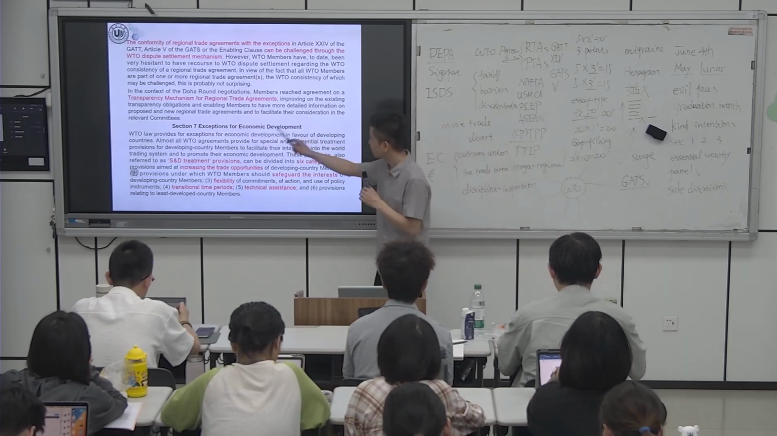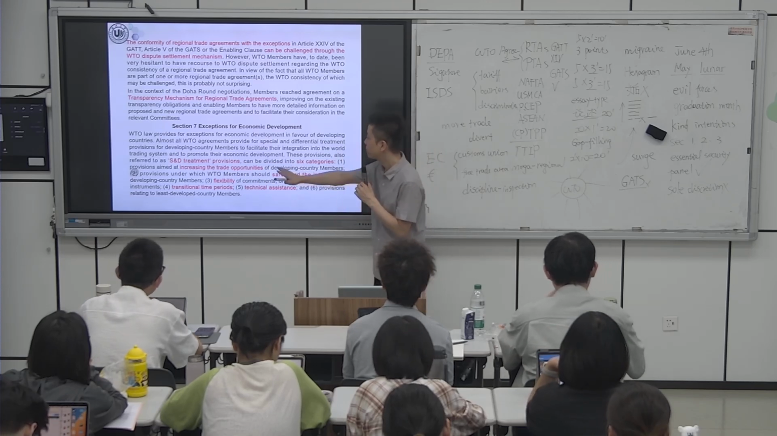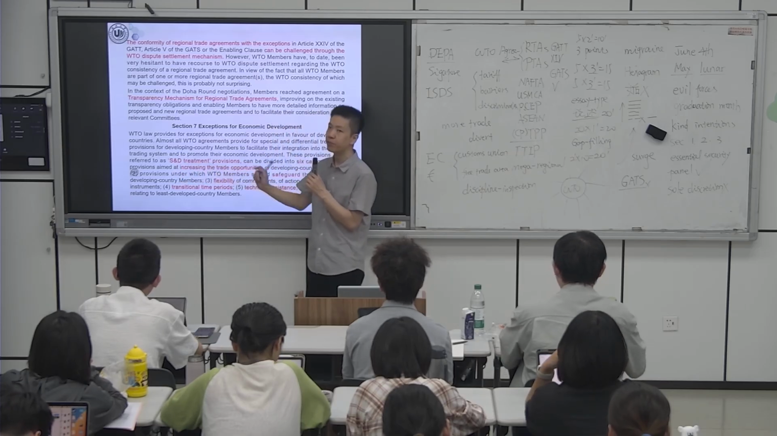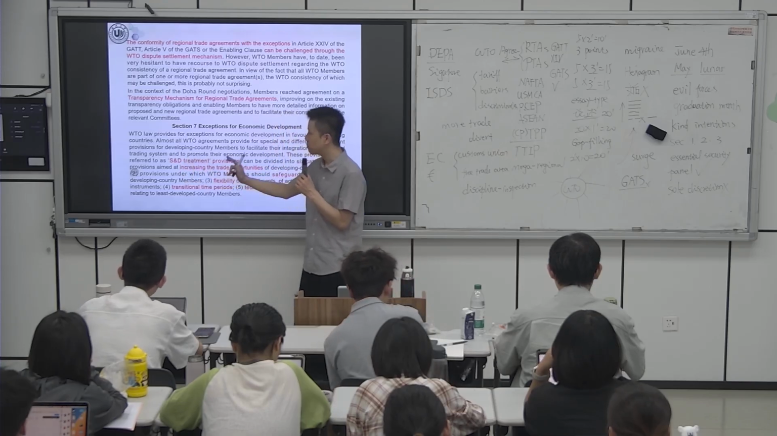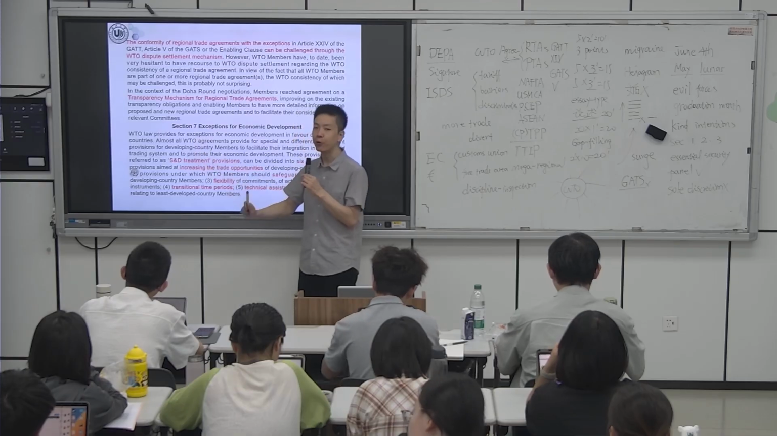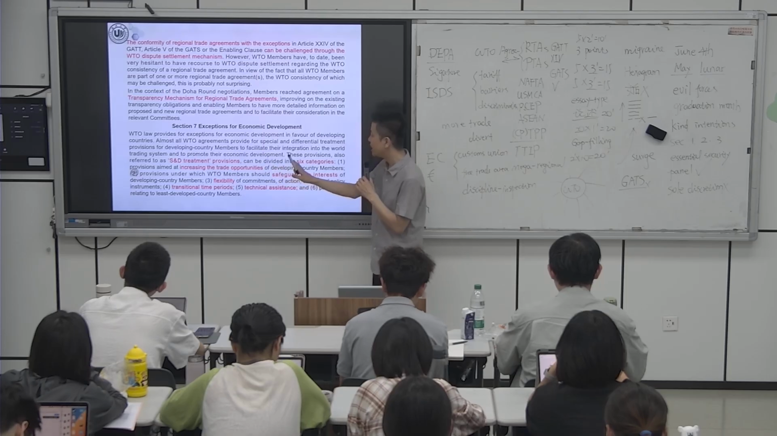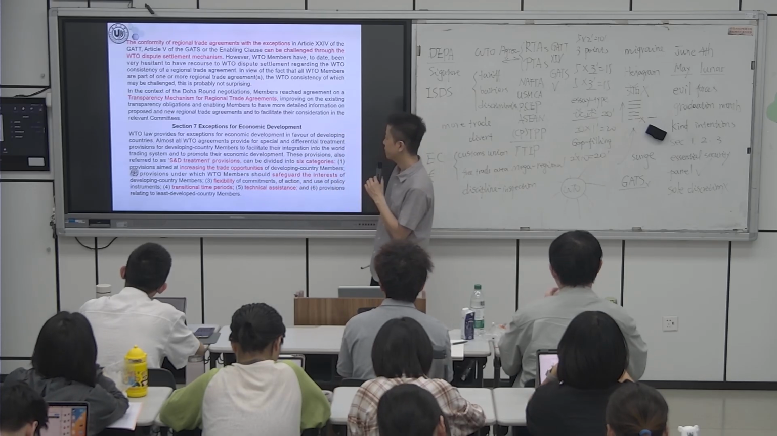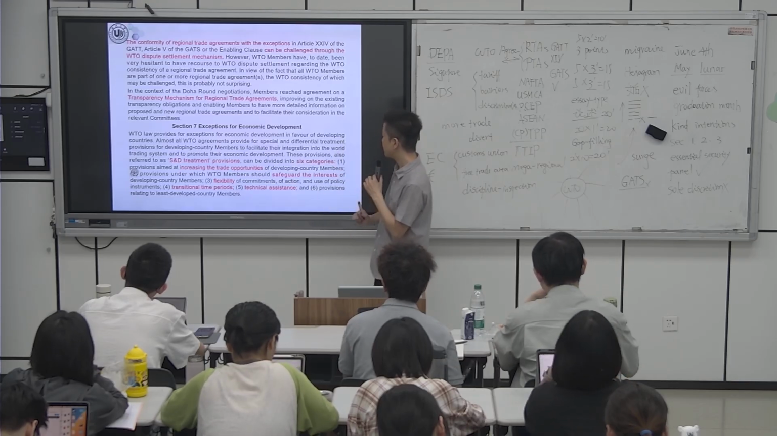Okay. How many categories of rules are there? Actually, it's also called S and D treatment provisions, special and differential treatment provisions. 特殊与差别待遇条款 can be divided into 6 categories, as you can see, from 1 to 6.